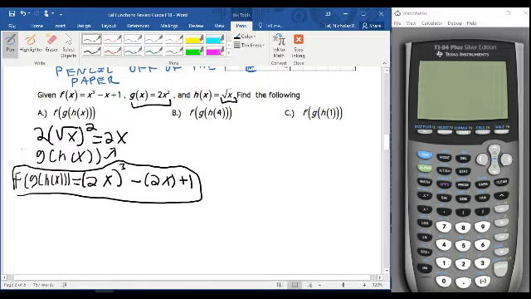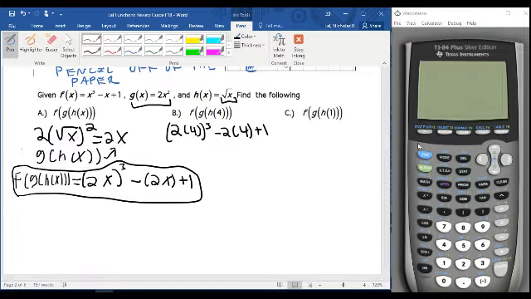So that's A. Now we need to find B, f of g of h of 4. So now we just plug 4 into this function. So we have 2 times 4 cubed minus 2 times 4 plus 1. So 2 times 4 is 8. 8 cubed is 512.